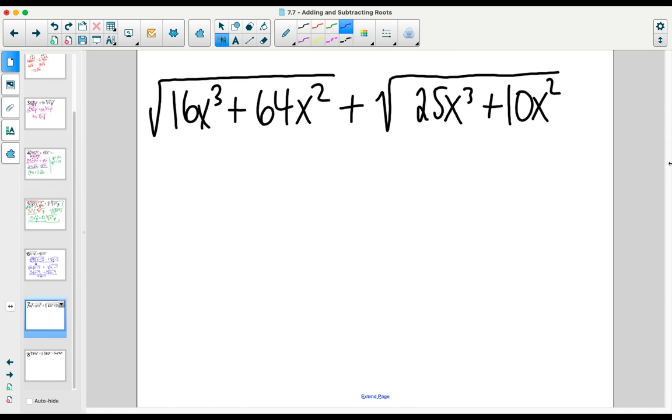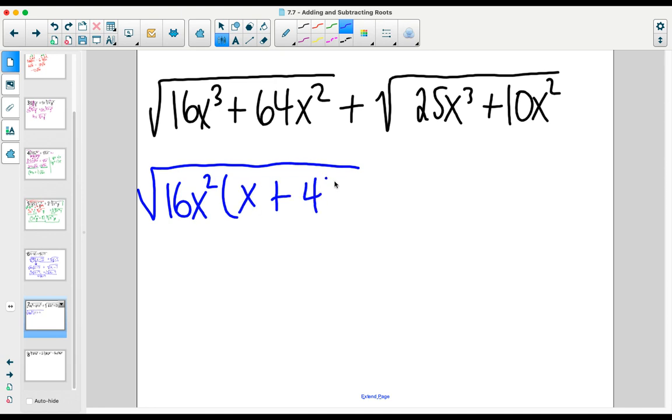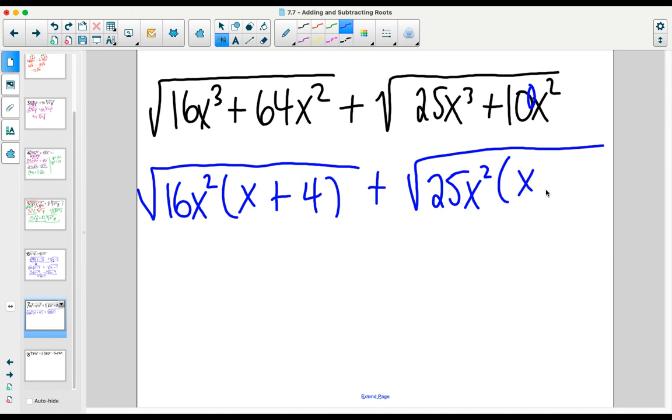But I really always want to make sure I check for that greatest common factor. And in this case, my greatest common factor is what's going to open the door to being able to simplify these expressions. So looking at the first one, my greatest common factor for the inside is going to be 16x squared, leaving me behind an x plus 4. And then the second one, looking inside of there, my greatest common factor is going to be 25x squared. Excuse me, this was supposed to be 100. That makes it a little bit easier. So 25x squared, and that makes that x plus 4.